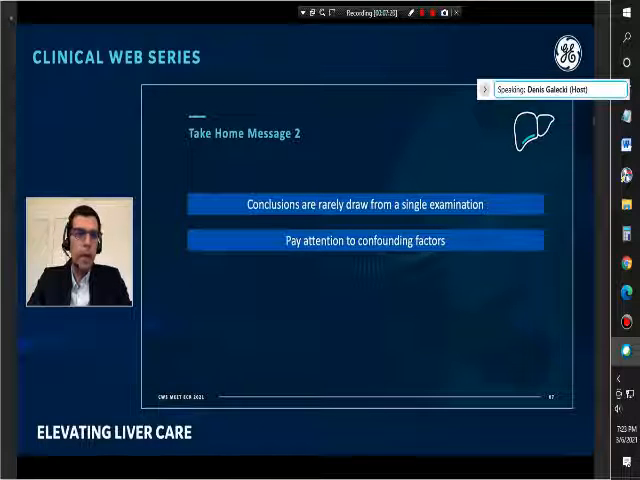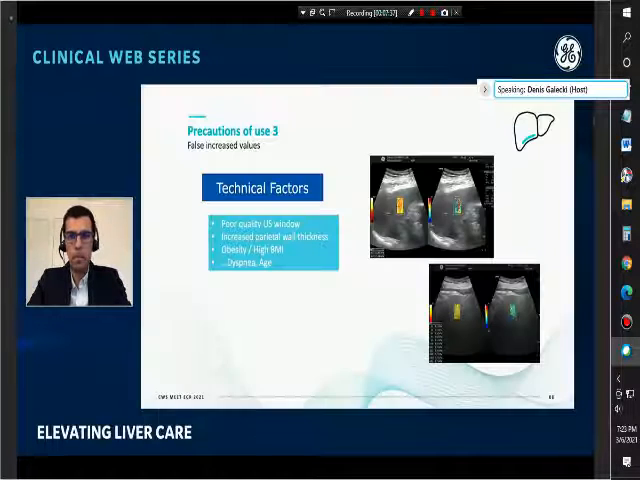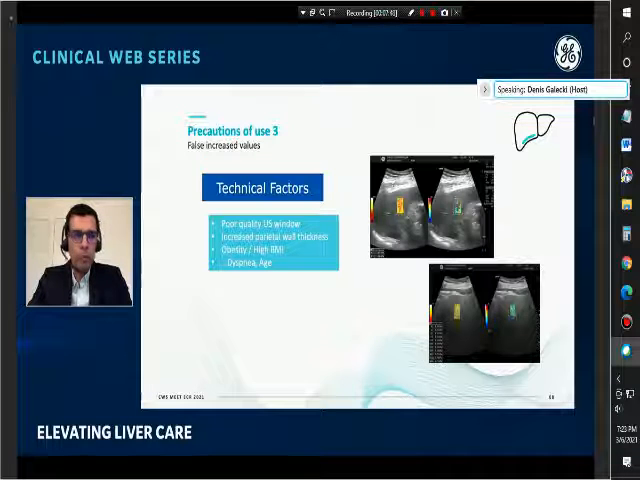So the second take-home message is that we have to pay attention to confounding factors, and here again, we have to consider that the hepatologist will assess our results along with the history and all the other clinical and laboratory data.